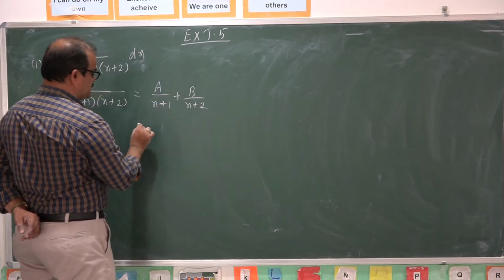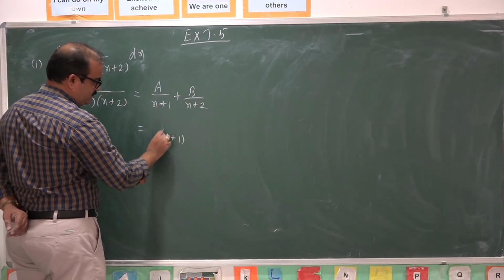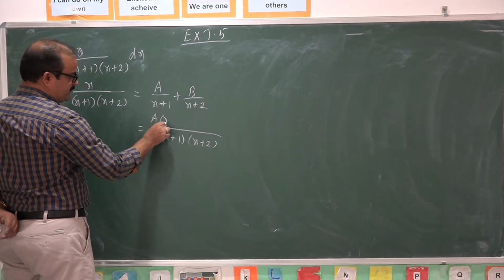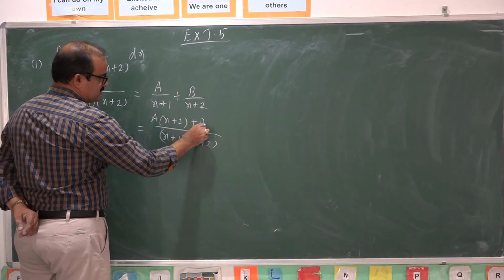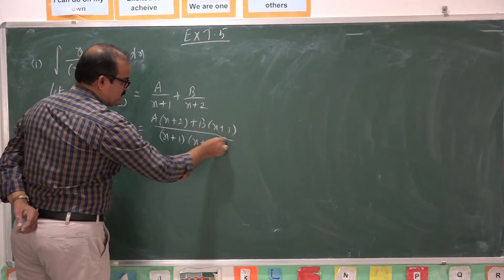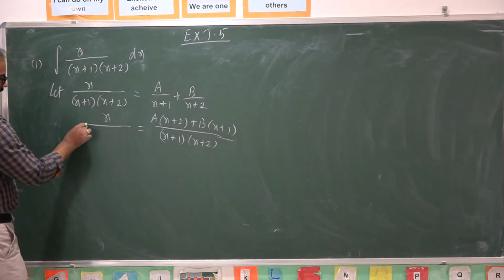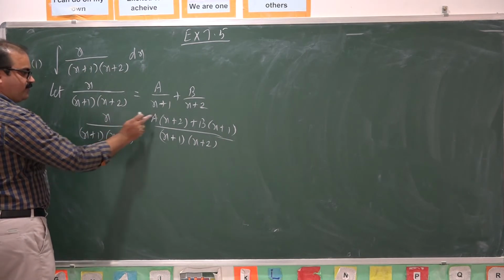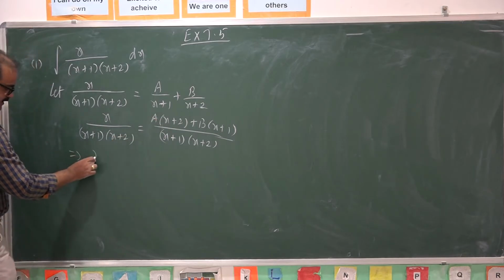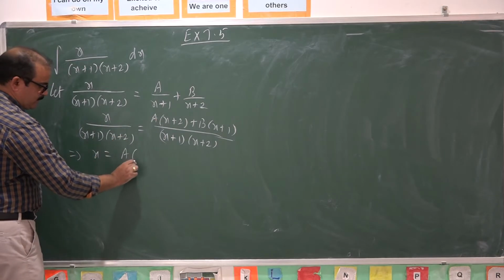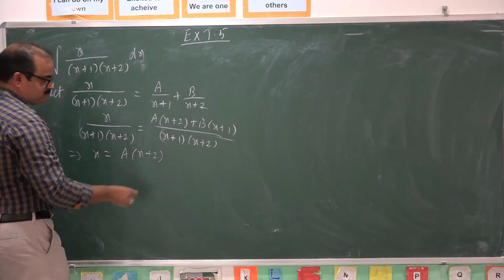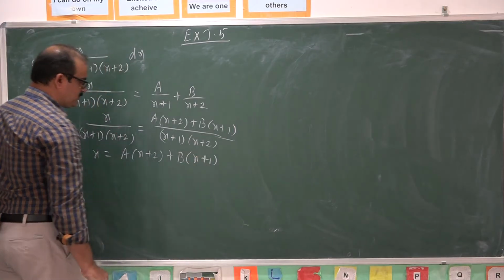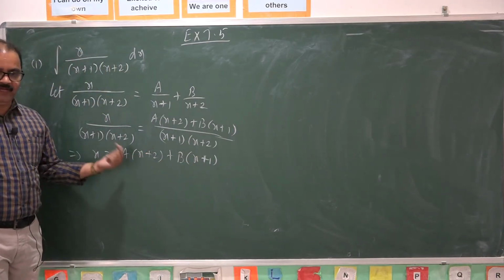What is the LCM of these two? (x plus 1) into (x plus 2). In the numerator we get a into (x plus 2) plus b into (x plus 1). This is x by (x plus 1) into (x plus 2). Now equating the numerators, we get x is equal to a into (x plus 2) plus b into (x plus 1). From this we find the values of a and b.